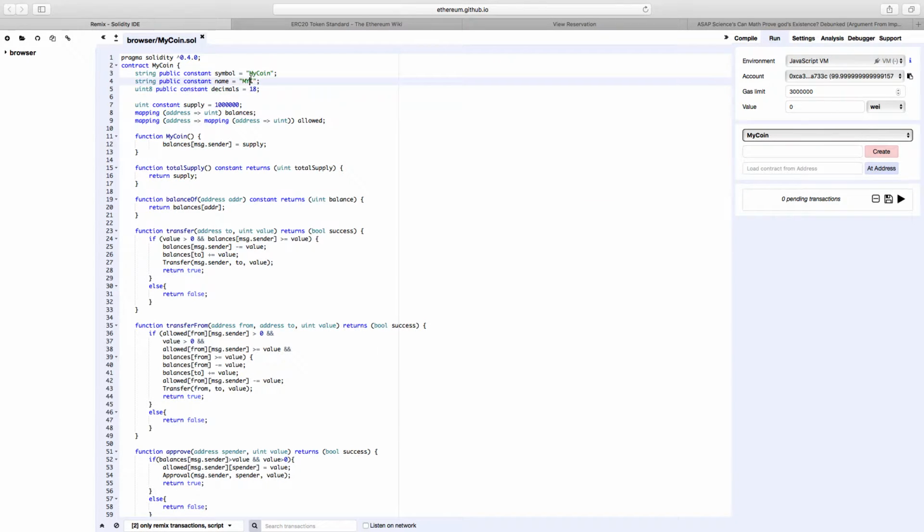The symbol of the coin will be MYC, and the name will be MyCoin. Sorry, that was a mistake.